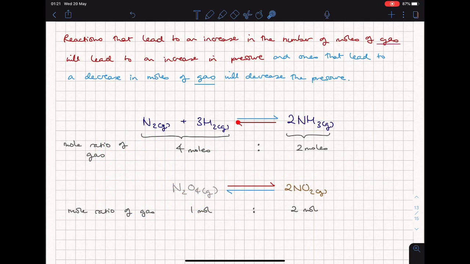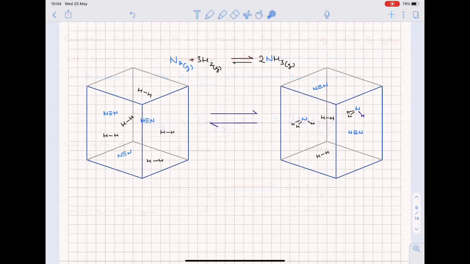Reactions that lead to an increase in number of moles of gas particles will lead to an increase in pressure, and reactions that lead to the decrease in number of moles of gas particles will lead to a decrease in pressure. You must include the word gas in your explanation for the change in pressure, otherwise you lose the mark in exam. So for example, if you look at the Haber process again, the forward reaction will produce fewer moles of gas particles, so increasing the pressure will favour the forward reaction.